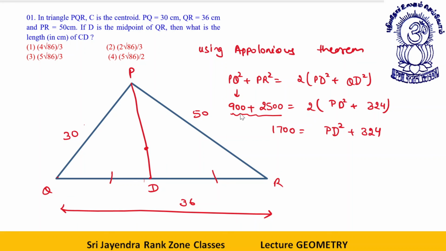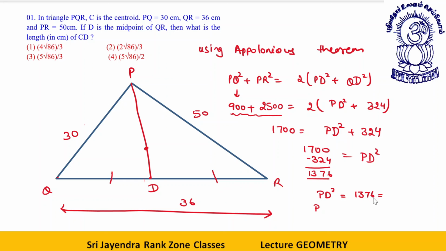I have cancelled this 2 with this. If I further subtract, this will be 1700 minus 324. This is PD square. This is how much? 17 minus 3 is 14, then this is 1376. So far clear? Yes. So your PD square is equal to 1376. Therefore, this I can write as 1376.